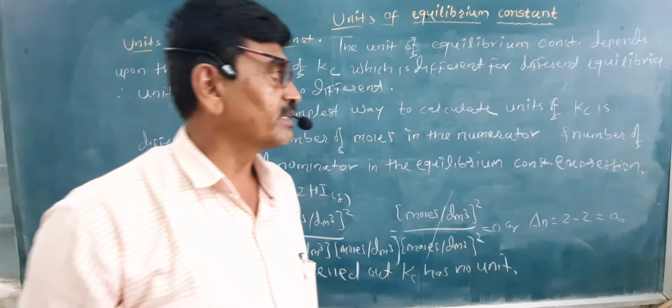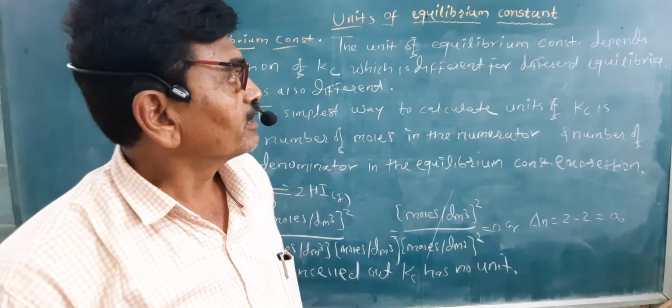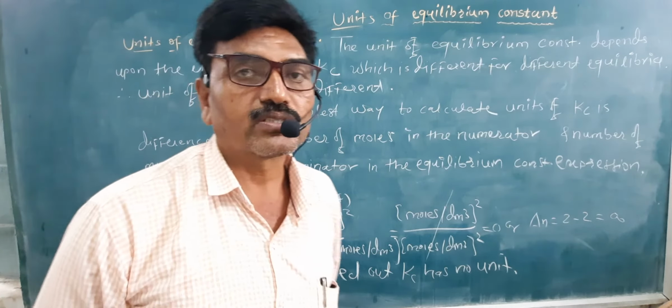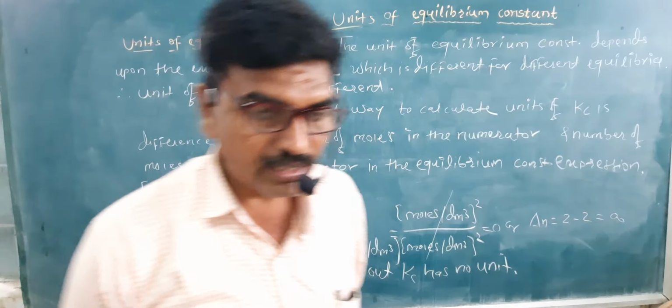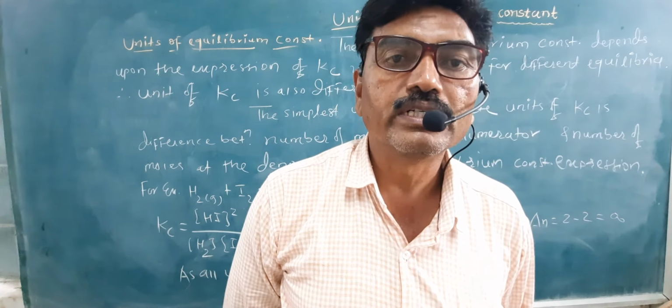So in this way we will get different units for the equilibrium constant for different equilibrium reactions. Okay, understood? So what have we studied in this video? The simple important characteristics of the equilibrium constant and how to determine the unit.